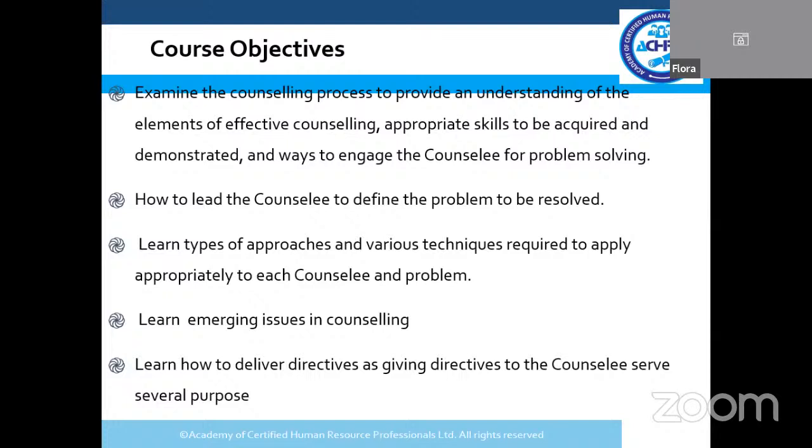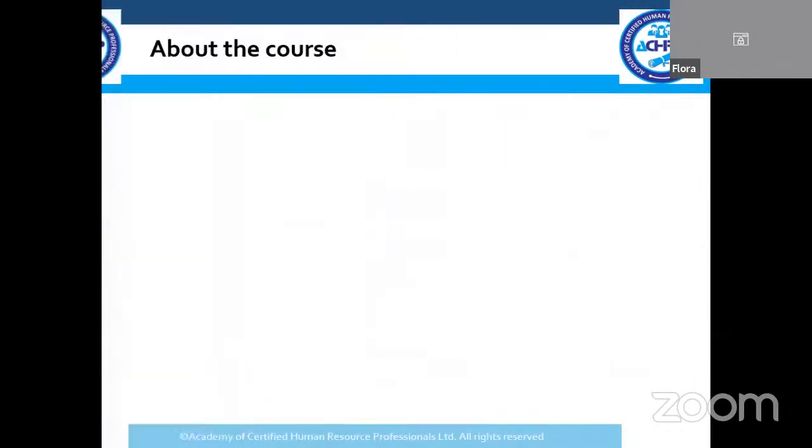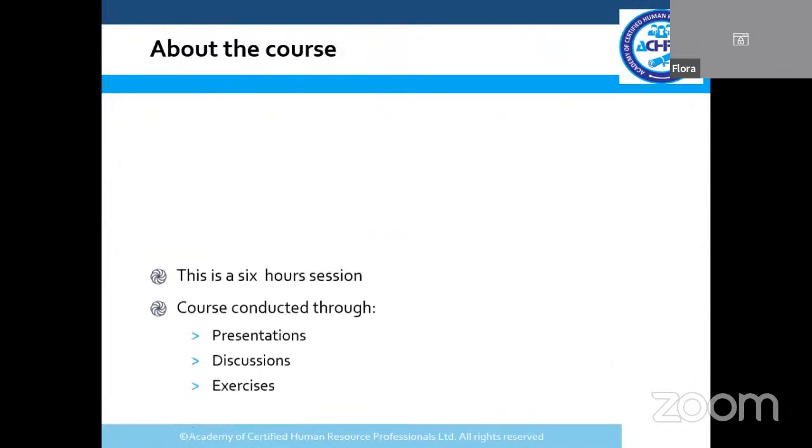We are also going to look at some of the emerging issues and trends in counseling. And I know there are so many, like you are saying. Issues maybe which are work related, issues which may be domestic related, all those ones. Those are some of the emerging issues which are coming in. Then we are also going to look at how to deliver some directive by giving the clients some of the skills so that they can be able to sort out the issues.